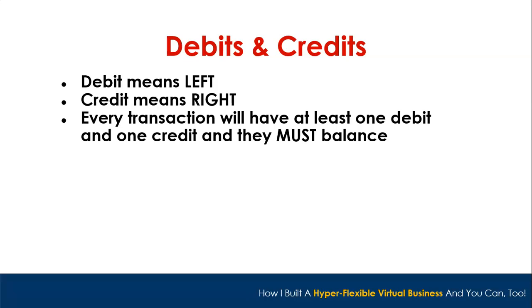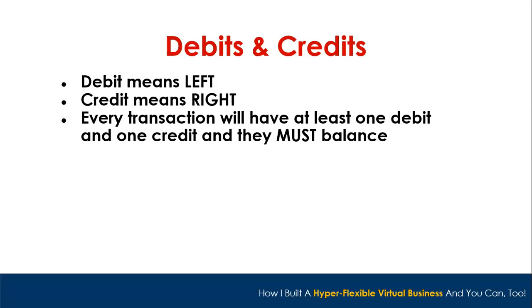So if you think about a teeter-totter, our goal is to make sure that the teeter-totter always balances when we record transactions. If we put a 5-pound weight on one side and a 5-pound weight on the other side, that's fine, they balance, we have a debit and a credit. If I put a 10-pound weight on one side and two 5-pound weights on the other side, that's still okay. We can have one debit and two credits, or two debits and one credit, or any number of entries, as long as at the end of the day our debits equal our credits.